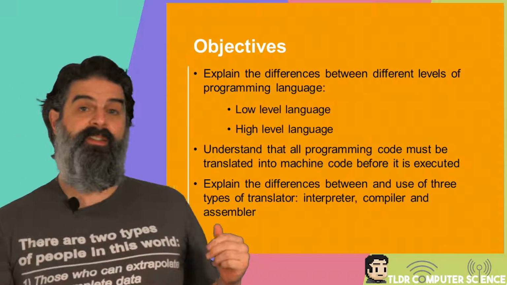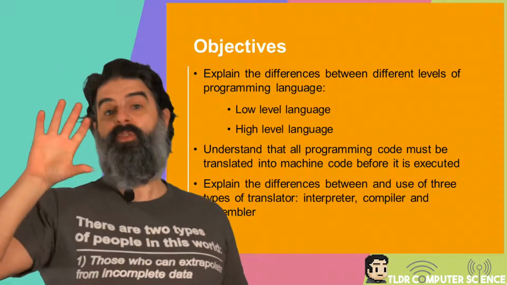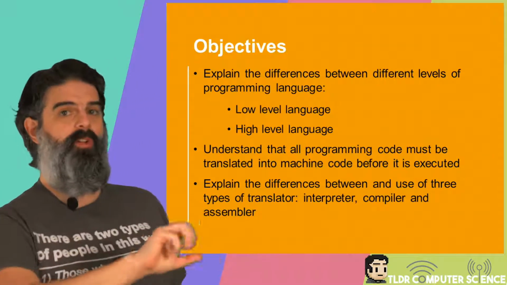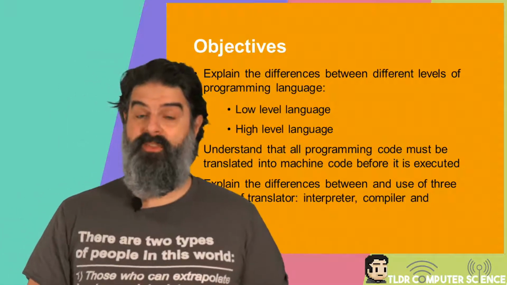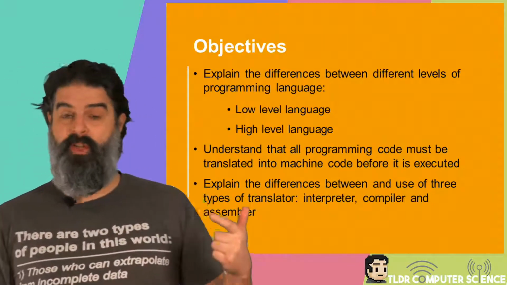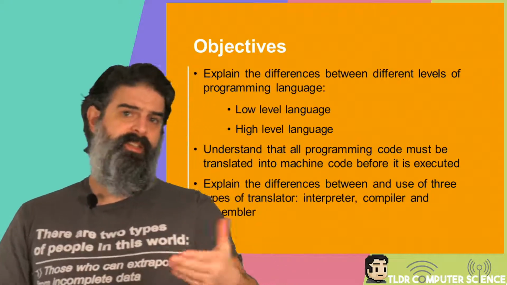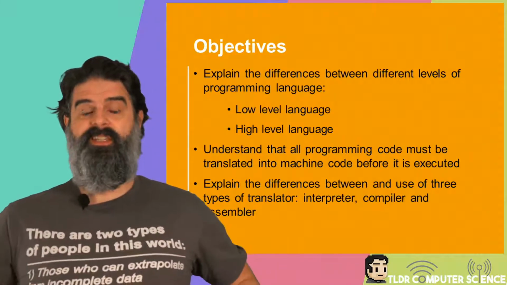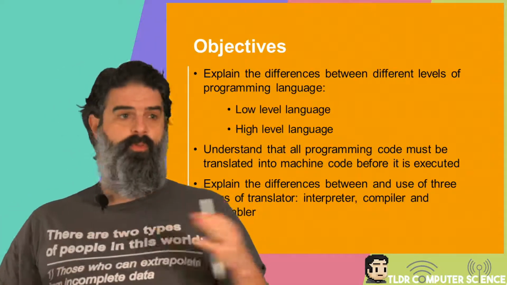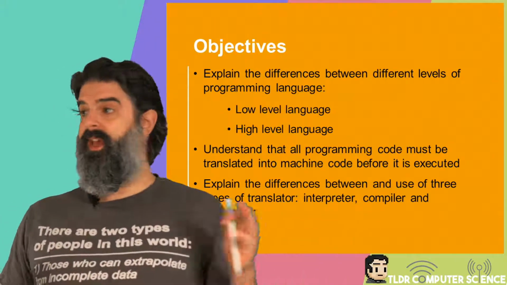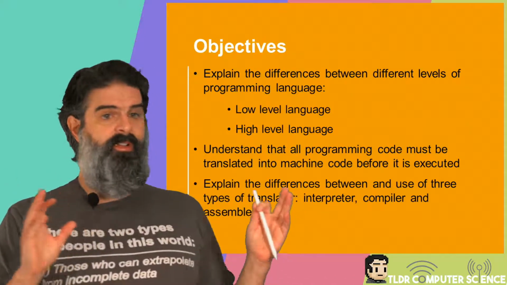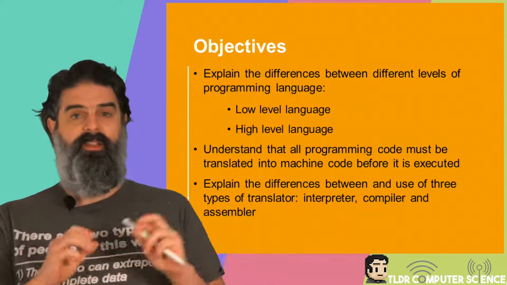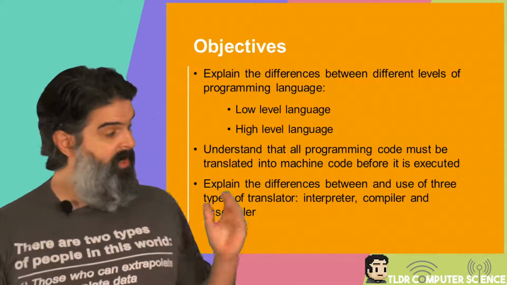Then we look at different ways of translating from high-level code into machine code. There are three main translation methods we'll look at: assembler, interpreter, and compiler. In everyday life, you hear the term interpreter. What does an interpreter do? It sits in between two people who can't speak each other's language, and as the conversation goes along, it translates from one language into the other for the other person. So we'll be looking at all those today.